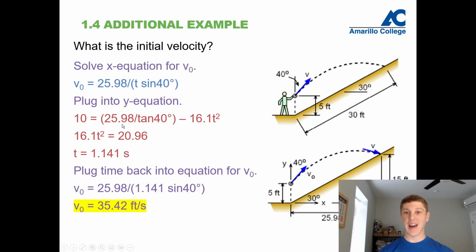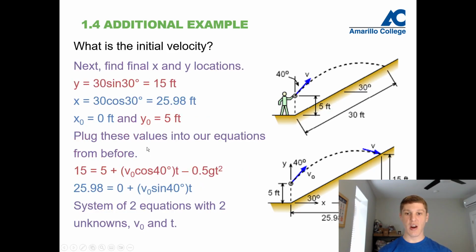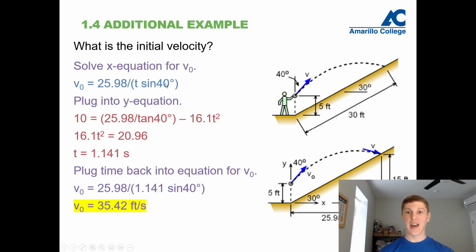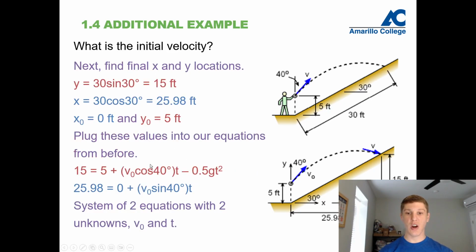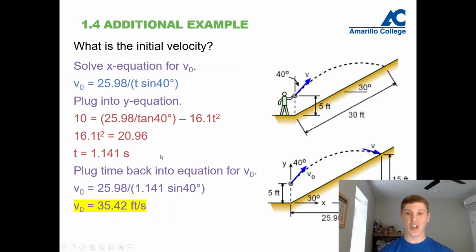I plug that in and I end up getting 25.98. I have a t on the bottom of a fraction here and a t on the top of a fraction here, so my t's cancel out. I end up with a sine 40 on the bottom of a fraction and a cosine 40 on the top of a fraction. That turns into a tan 40 on the bottom of a fraction. So I end up with 10 times 25.98 divided by the tangent of 40, minus 16.1 t squared. Now I can just solve this using algebra for t.